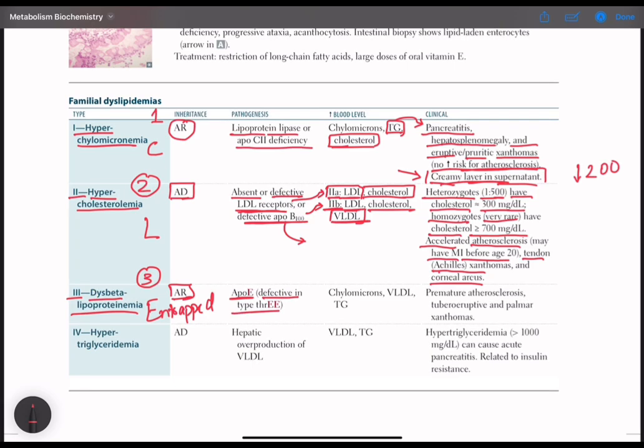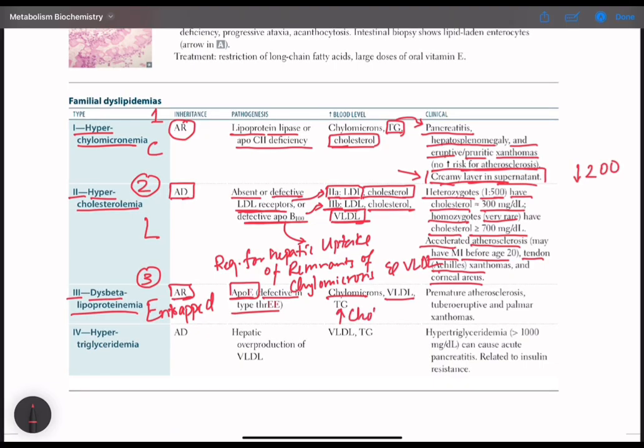So since ApoE is required for hepatic uptake of the remnants of chylomicrons and VLDL, these patients will have high levels of chylomicrons as well as VLDL, and higher levels of cholesterol as well as triglycerides. These patients also experience premature atherosclerosis, tuberoeruptive and palmar xanthomas, but the risk for premature atherosclerosis is less than type 2. The highest risk for atherosclerosis is present only in type 2.